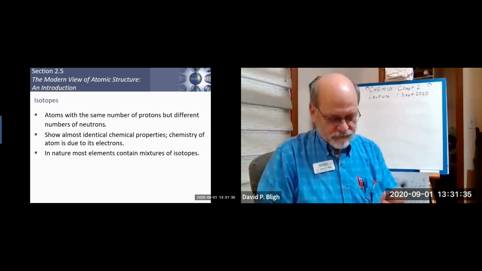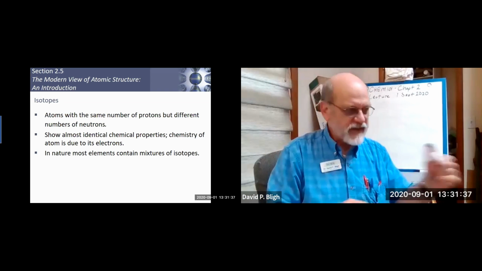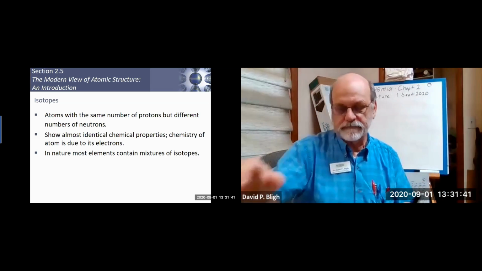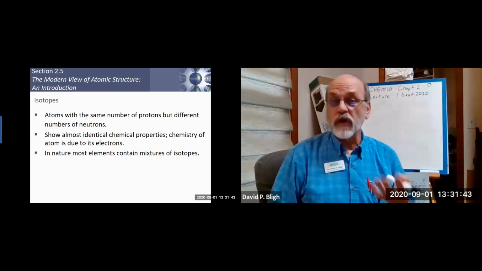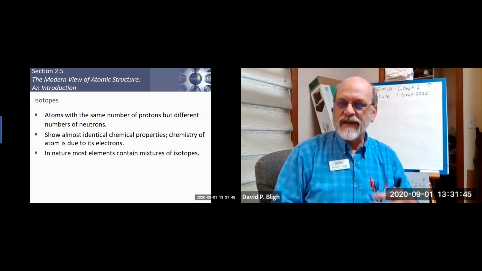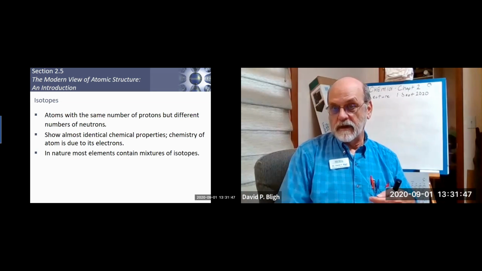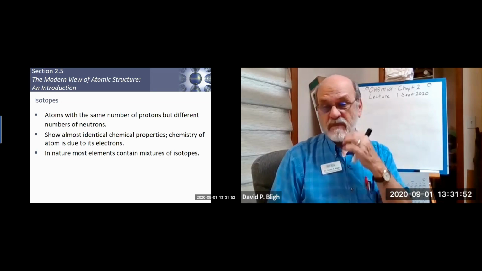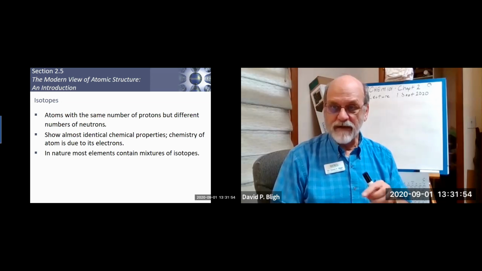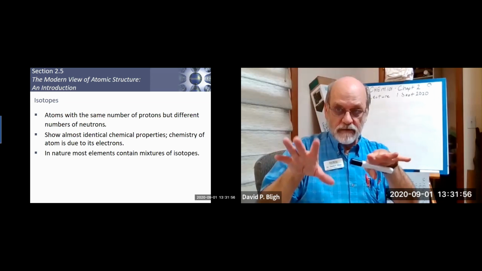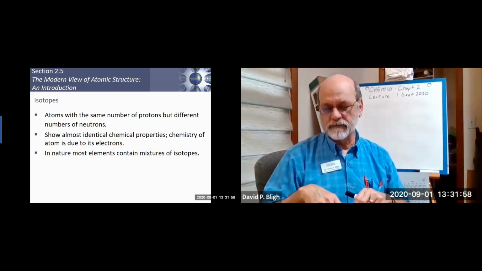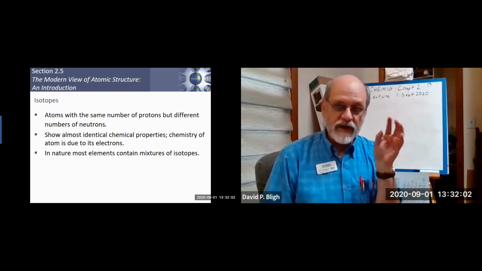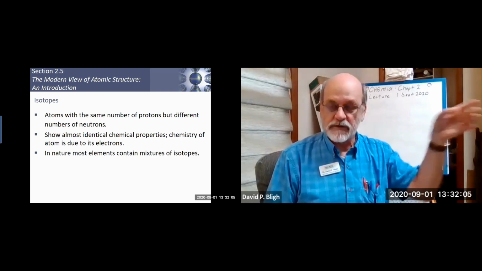So that's an isotope. Same number of protons. This atom has the same number of protons as this atom. They have different numbers of neutrons. And all naturally occurring elements have a mix of isotopes. Some of them, a few rare ones, have almost equal numbers of 2 different isotopes. But most of them, the vast majority, are 1 isotope, and then they have minor amounts of the others.